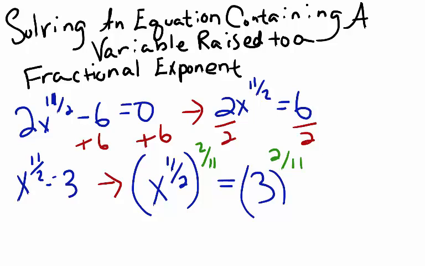Instead, I'll evaluate my equation, x to the 11 halves raised to the 2/11. 11 times 2 equals 22. 2 times 11 equals 22. x to the 22 over 22. Well, 22 divided by 22 equals 1, so here we simply have x to the first power, or x. So I have x equals 3 to the 2/11.